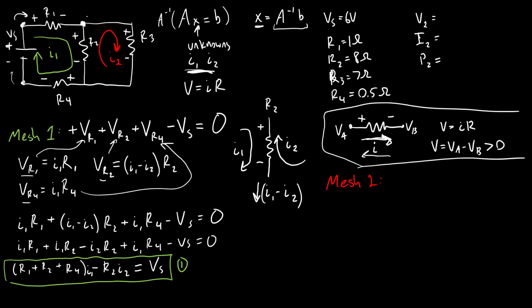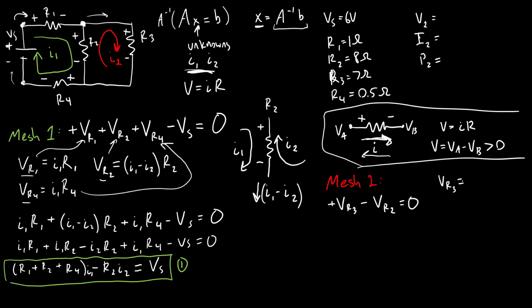Again, I am going to start here and go in that direction. That's going to give me plus VR3, so positive VR3. I'm going to keep going around that loop, and then I'm going to get minus VR2, and then I'm back to the beginning of my loop. I only had two things, equals 0. I'm going to write out Ohm's law for each one of my resistors. I'm just going through the exact same process here that I did for mesh 1.